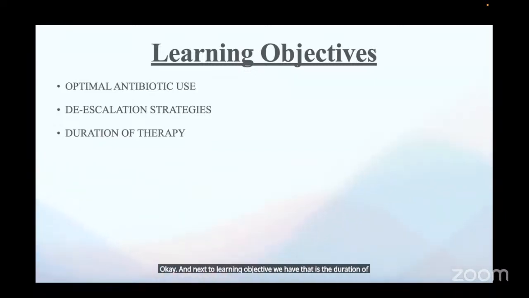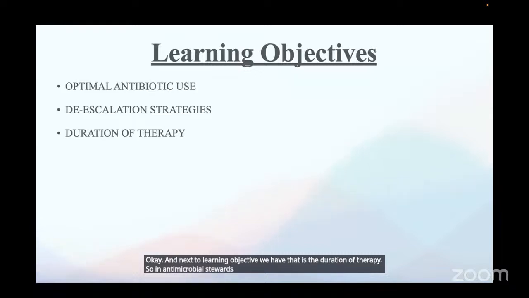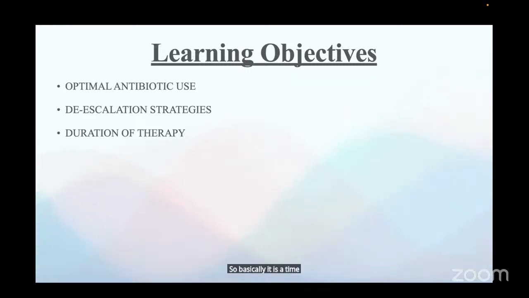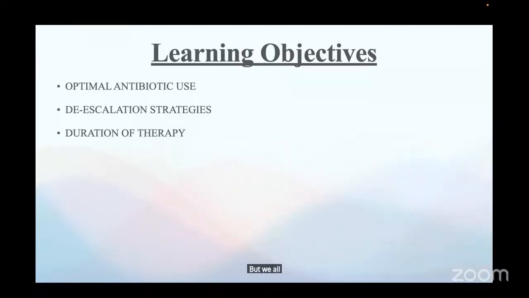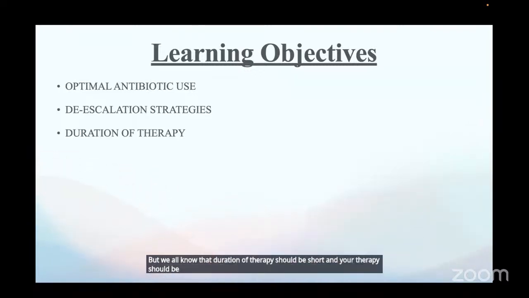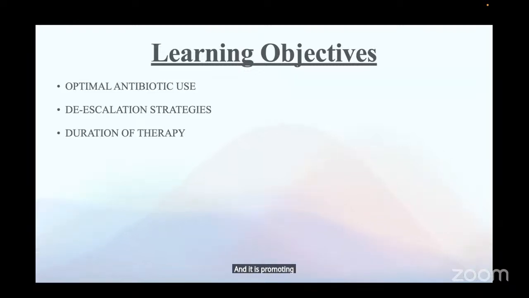In antimicrobial stewardship, duration of therapy refers to the length of time a patient should be treated with an antibiotic. It could be 2 months, 6 months, 4 weeks, whatever it is. But we all know that the duration of therapy should be short and the therapy should be effective. So the key focus is minimizing unnecessary antibiotic use for prolonged periods of time and promoting appropriate treatment duration.